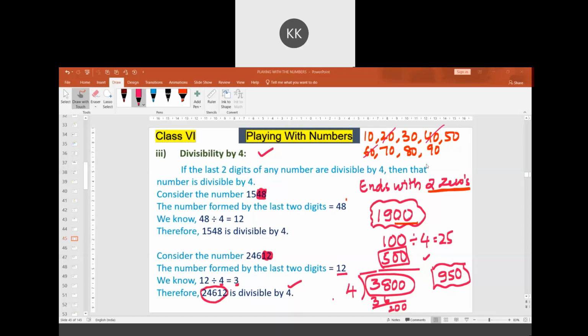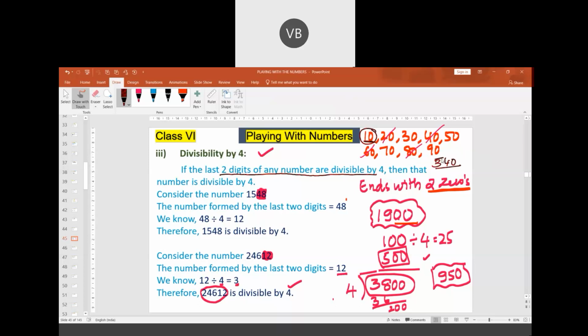But 10 is not divisible by 4, and 50 is not divisible either, because 4 times 12 is 48 and 4 times 13 is 52. So in such cases, you have to go with the number formed by the last two digits. If this number is divisible by 4, then the whole number is divisible by 4. For example, 340 is divisible by 4.